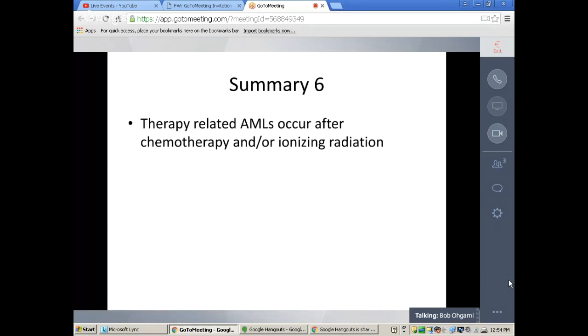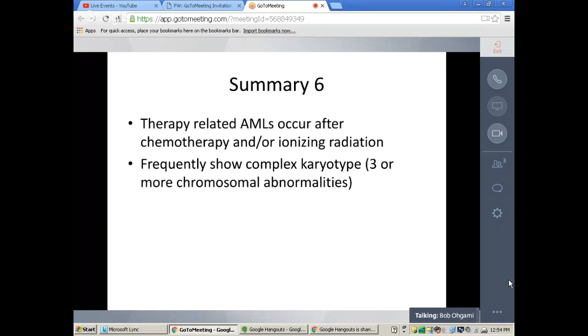And the summary here is that therapy-related acute myeloid leukemias occur after chemotherapy or ionizing radiation, typically several years after. Many years after. And frequently they show a complex karyotype, so 3 or more chromosomal abnormalities. And that makes sense in a way, if you want to think about this teleologically, that if you're getting a lot of bad stuff hitting your DNA, you're going to lead it all kinds of different ways, cause different translocations all at once. And there's often profound multi-lineage dysplasia in these patients when you look at them morphologically.